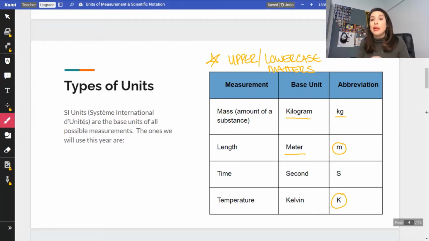So I'm going to stop and talk about each of these in a moment here. But take a second and jot down the measurement, the base unit, and the abbreviation. Pause the video if you need to.